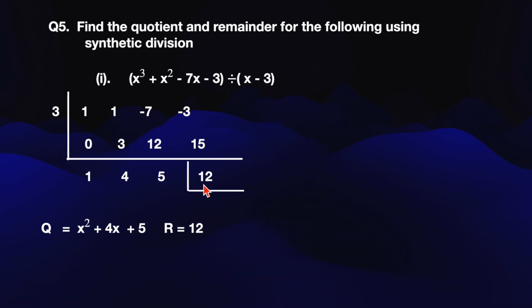Again I repeat, the last number will be the remainder. This will be the constant. This you have to multiply with x. This is the coefficient of x and this is the coefficient of x square. You get the answer.